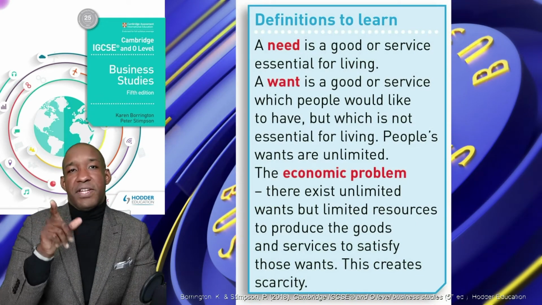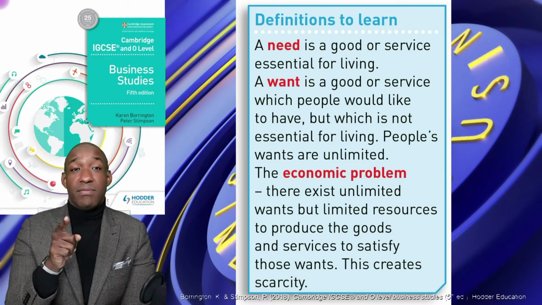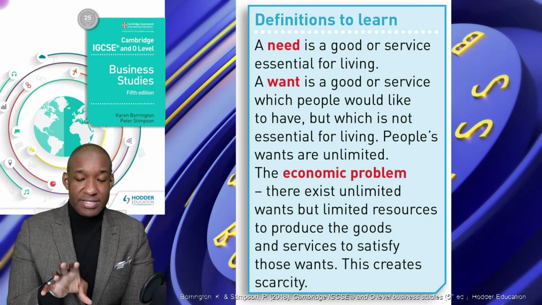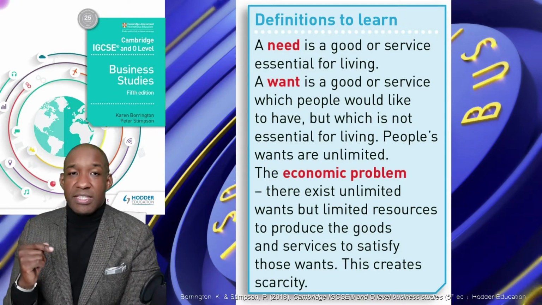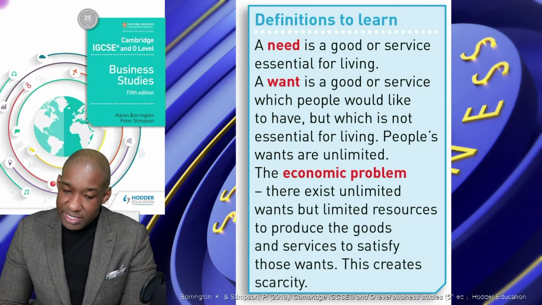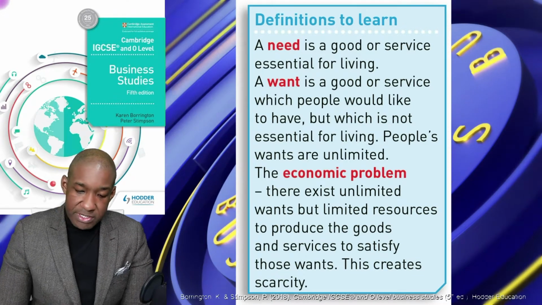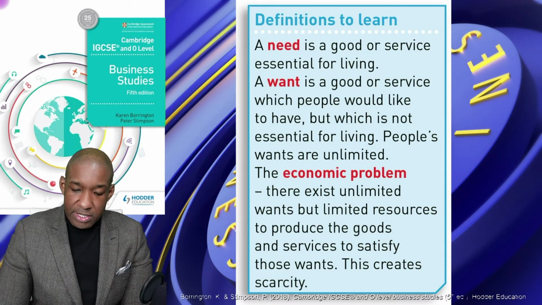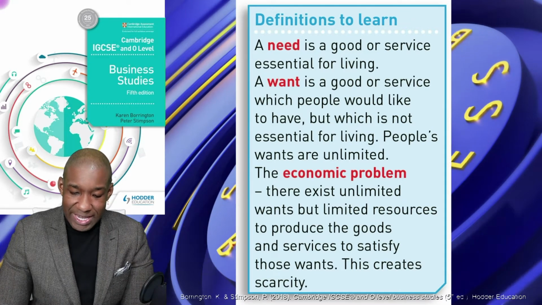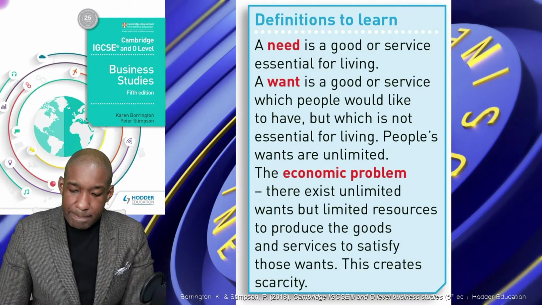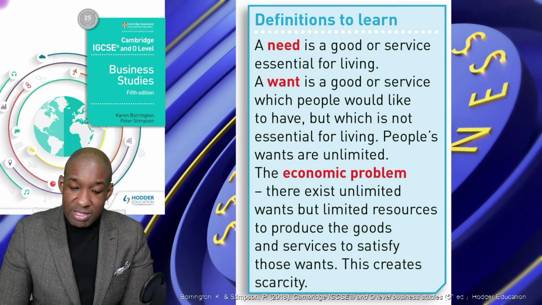These are 3 definitions. You need to be writing these down for your exams. You're going to need to write these down so you have space in your packets. Definitions to learn. A need is a good or service essential for living. A want is a good or service which people would like to have, but which is not essential for living. People's wants are unlimited.